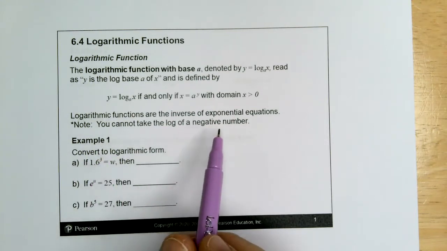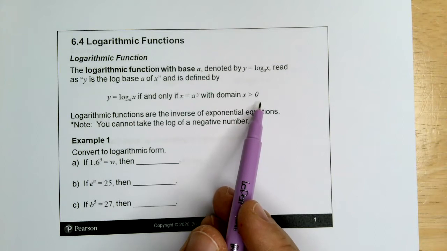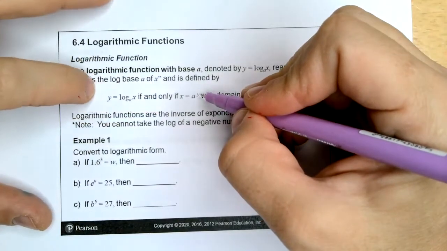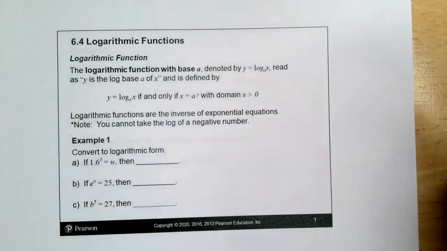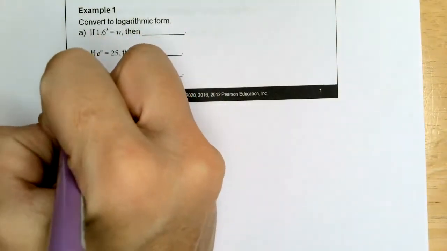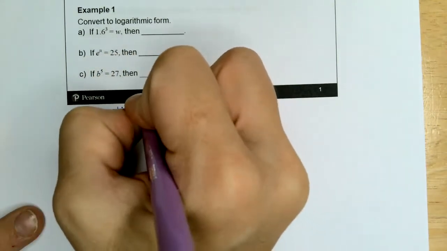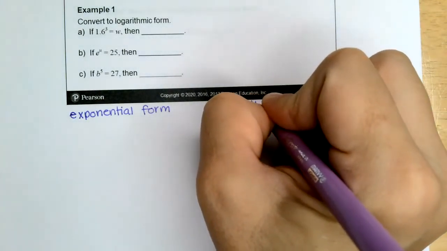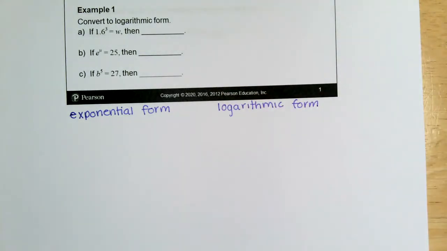Logarithmic functions are the inverse of exponential equations. You cannot take the log of a negative number, so the domain, all the x's have to be positive. Okay. So basically, x equals a to the y becomes y equals log a of x. So we have exponential form and logarithmic form. And we're going to convert or switch back and forth between the two.